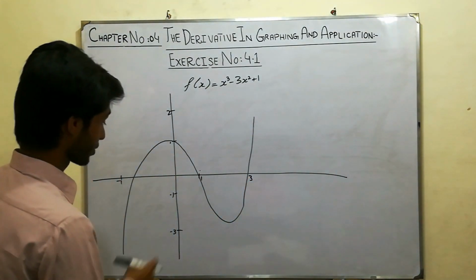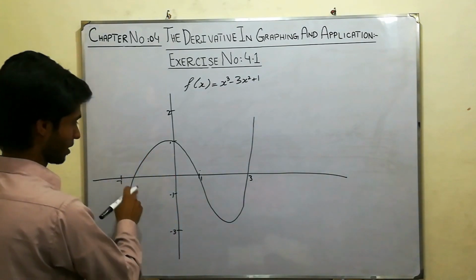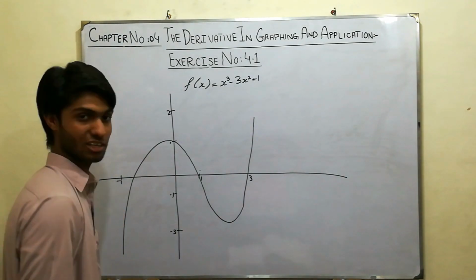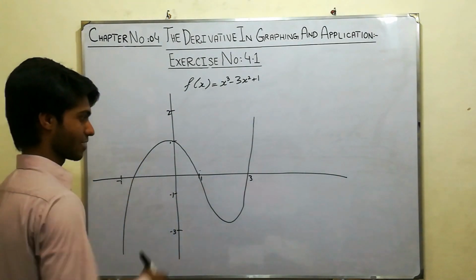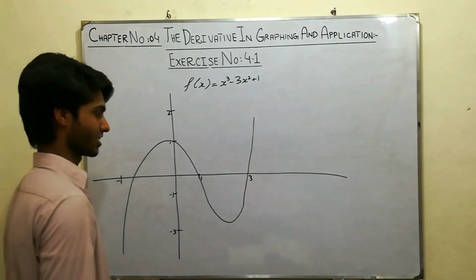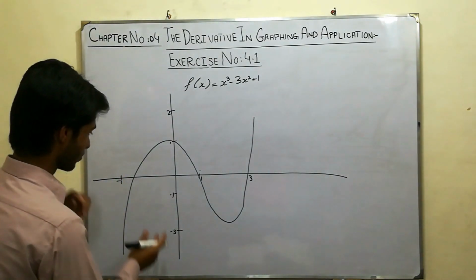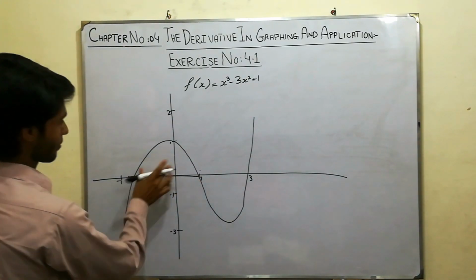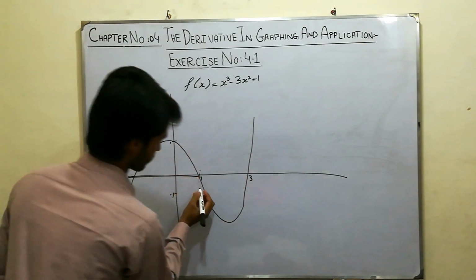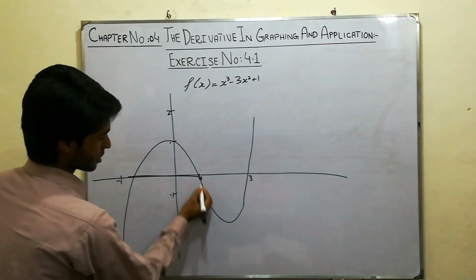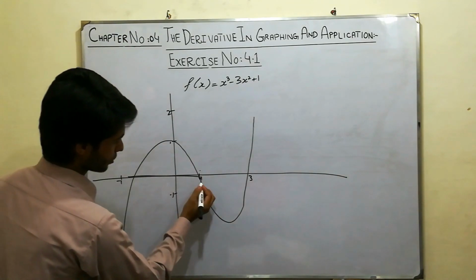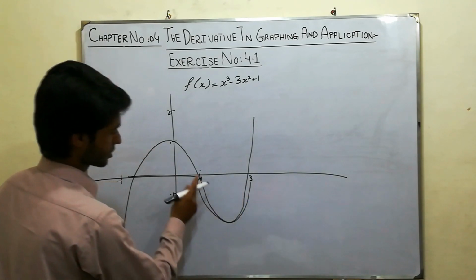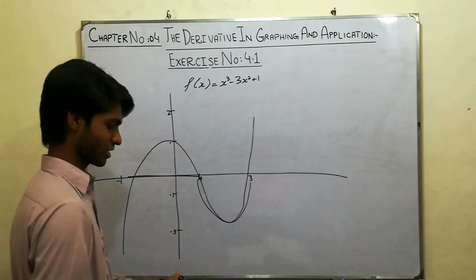One more thing in this graph is the point of inflection. So what is a point of inflection? It is the point from which concavity is changed. It means concave up is changed to concave down, or concave down is changed to concave up. You can see in the graph that at this region we have a concave down shape. So this is the point of inflection, because at this point the concavity is changed and we have a concave up shape.